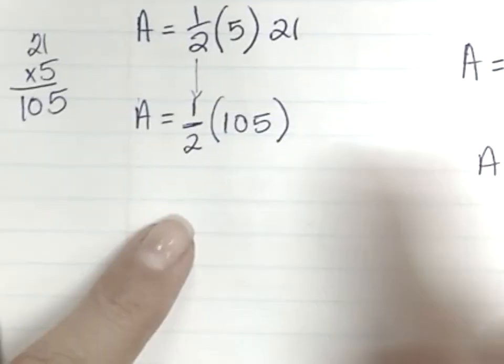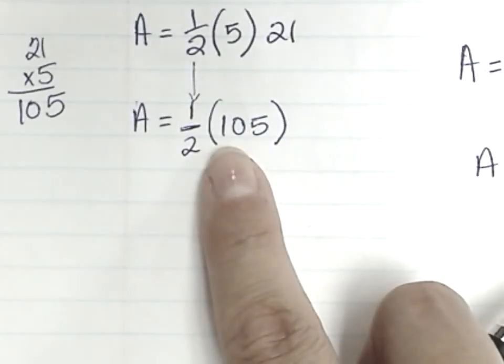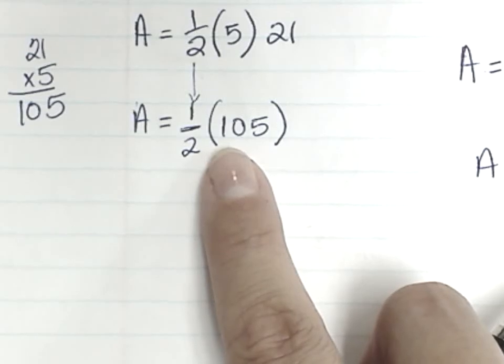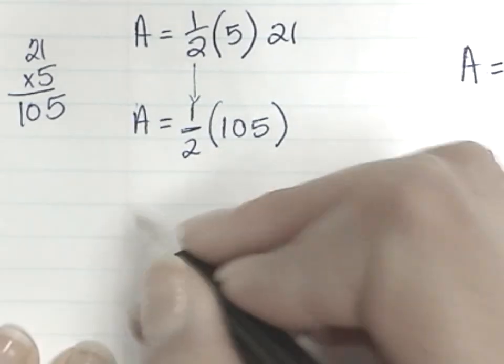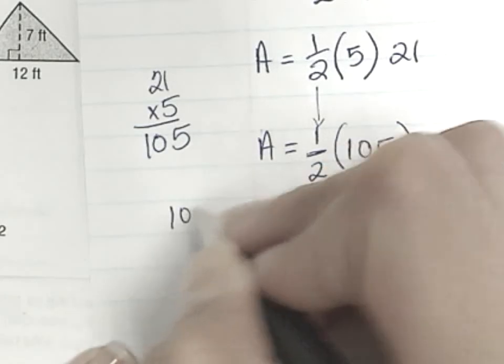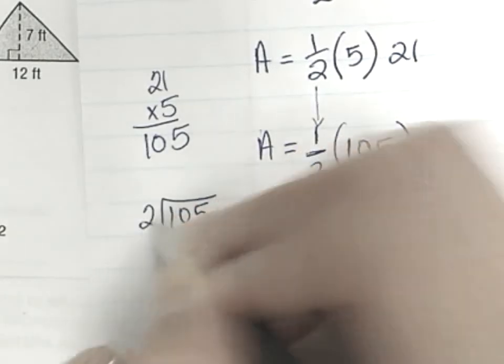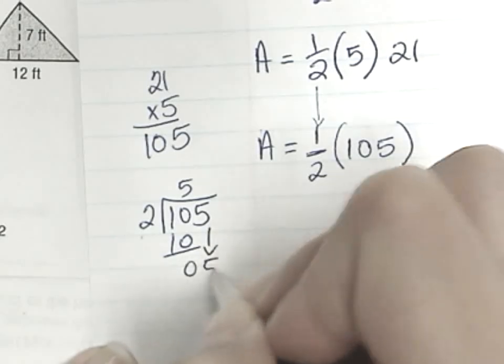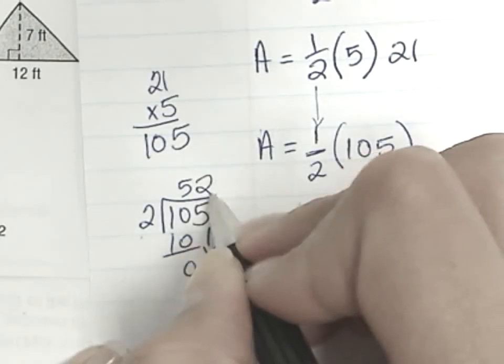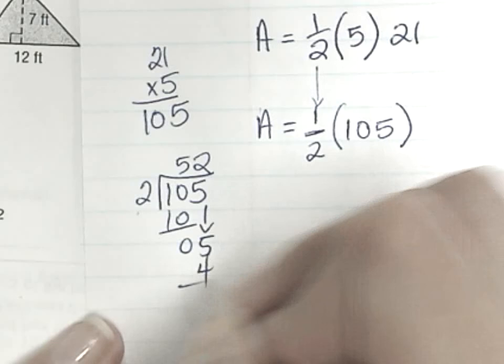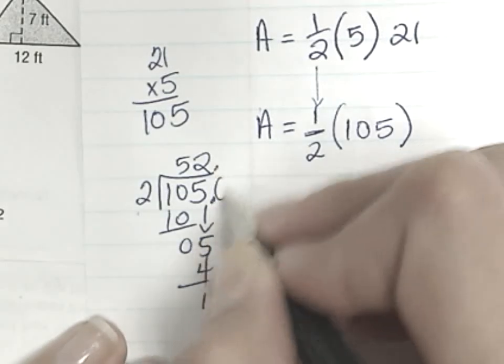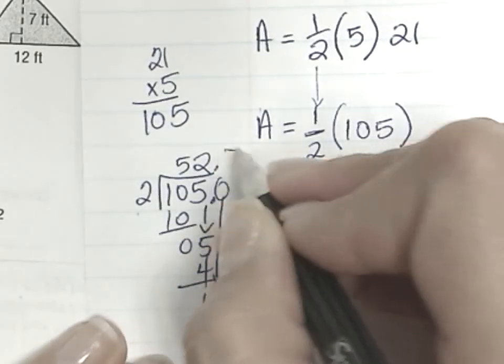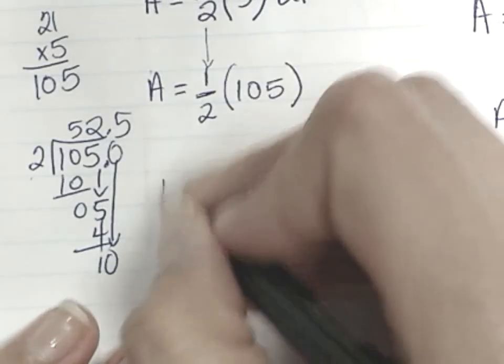Okay. What's half of 105? 52 and a half. Well, let's double check. 2 into 10 is 5. 2 into 5 is 2. Subtract, add a decimal and a 0. Perfect. 52 and a half.